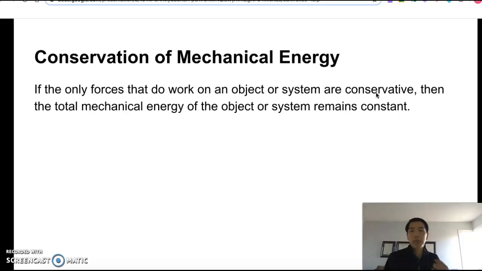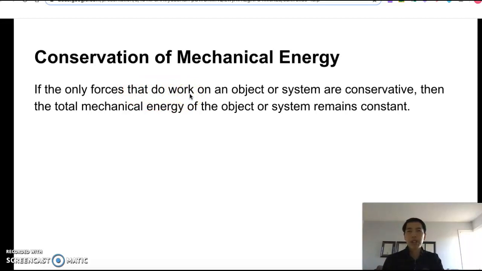That means the object could be moving or the system of objects could be moving. But if you calculate the mechanical energy at one point in time and you get a number, and then the object moves a little bit, and then you recalculate the mechanical energy after it's moved or done some stuff, the answer you get should be the same as when you calculated the first time. Even though it might have sped up, slowed down, changed its position, if you calculate kinetic plus potential, that total number should stay the same, as long as the only forces doing work on it are conservative.